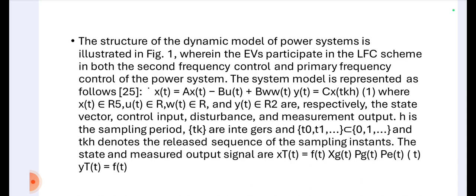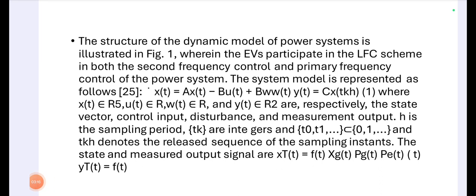The system model is represented as follows: x dot of t is equal to A x of t minus B u of t plus w of t, and y of t is equal to C x of t_k h, where x of t belongs to R^5, u of t belongs to R, w of t belongs to R, and y of t belongs to R, respectively.